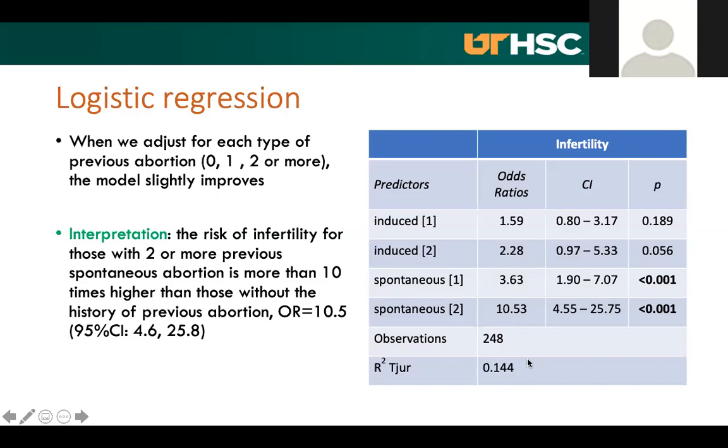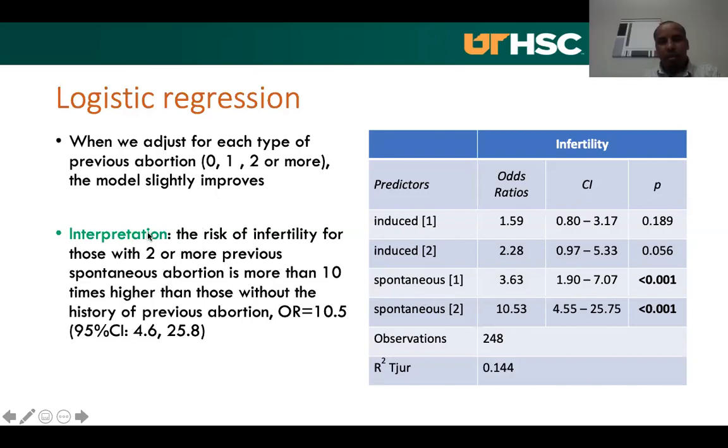Again, looking at the pseudo R-square, we have the R-square increase from 0.133 for only spontaneous abortion to 0.144 when we include both induced abortion and the history of spontaneous abortion, which means that our model kind of improved when we adjusted for induced abortion or spontaneous abortion.